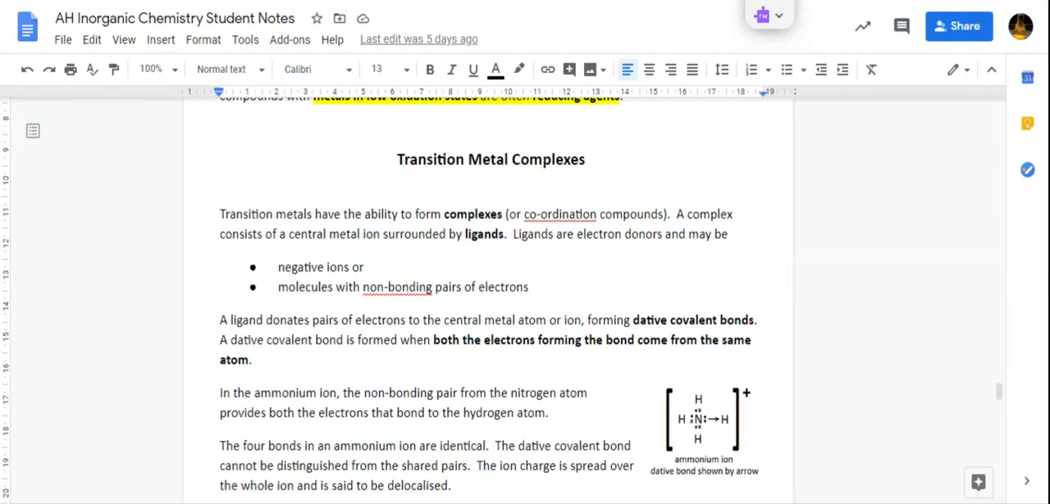Hello, this video covers transition metal complexes. We're going to look at the formation of them and also how to name them. The colour of transition metal complexes will be covered in a later video.